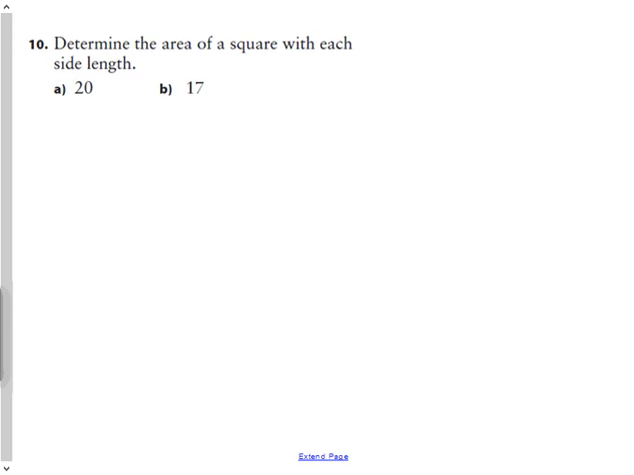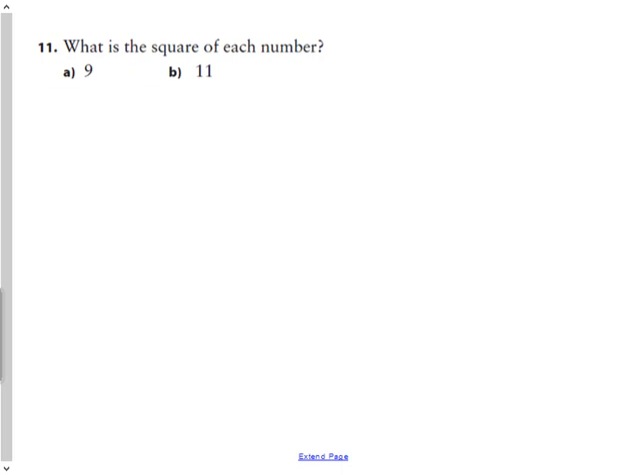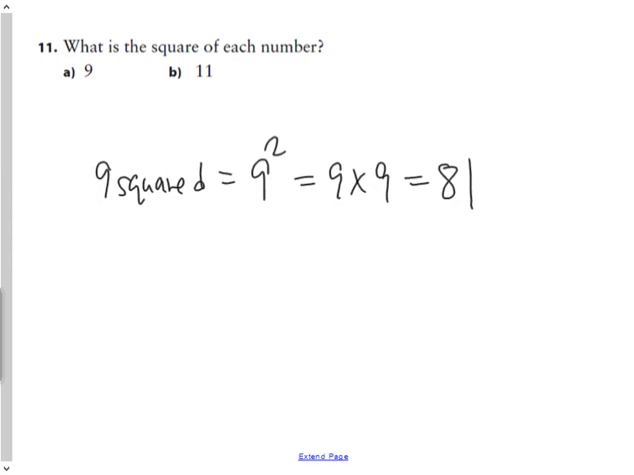Your next question, oh, we're going to skip this one. We'll go on to 11. What is the square of each of these numbers? So 9 squared, what is the square of 9? Well, 9 squared means putting an exponent of 2, which means 9 multiplied by 9, so it's 81.